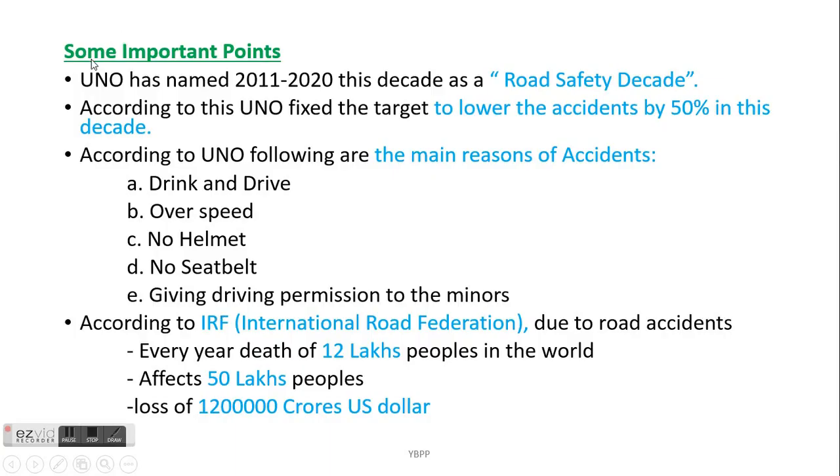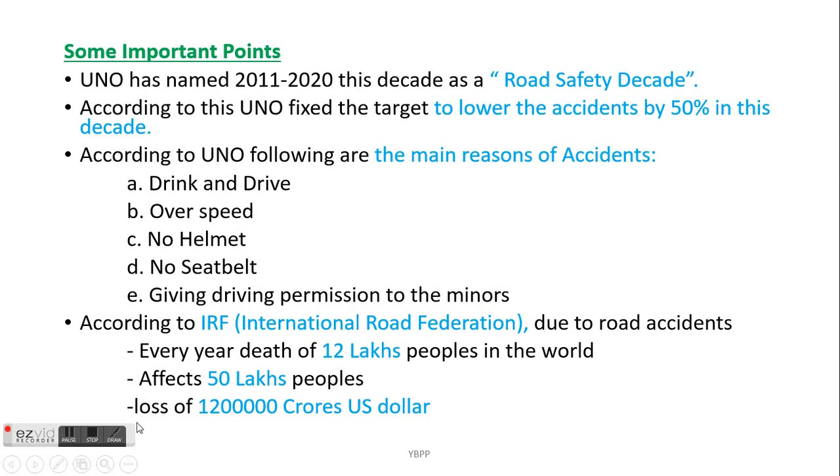Now we'll see some important points regarding accidents worldwide. The United Nations Organization has named 2011-20 as the road safety decade. According to this, the target is to lower accidents by 50% in this decade. The following are the main reasons for accidents.